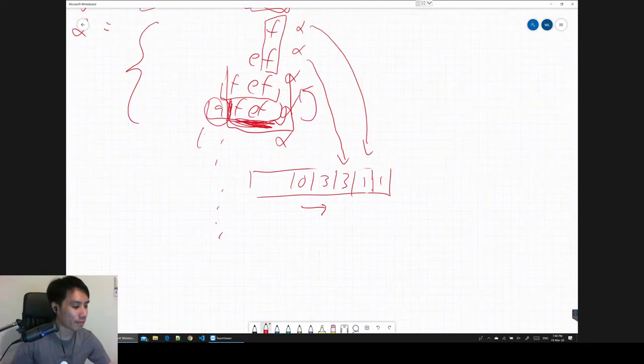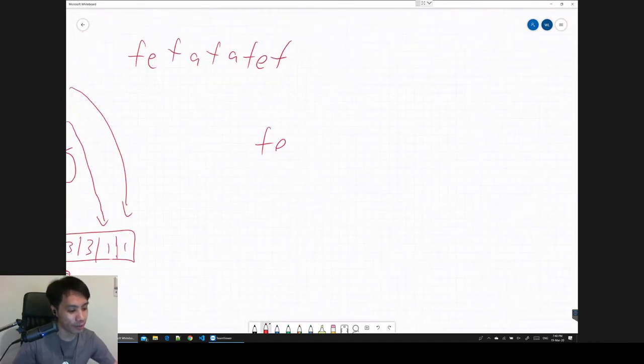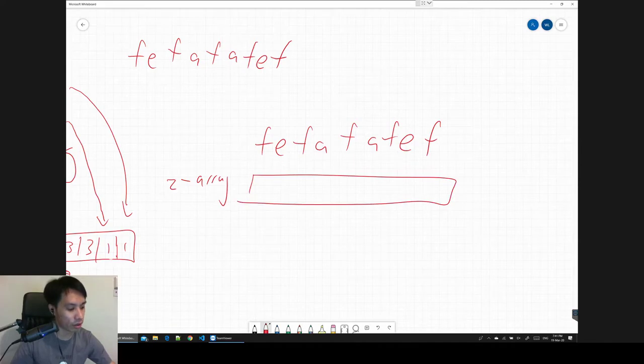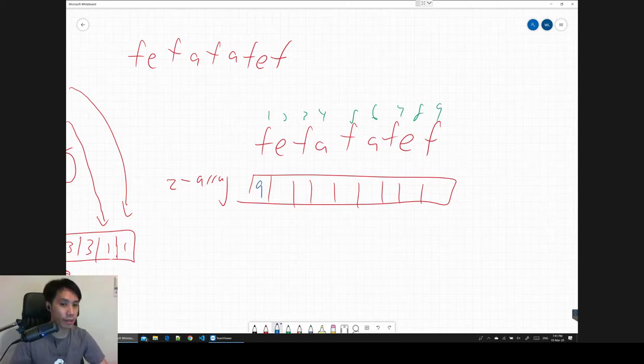Okay, so here is how you're going to answer it. F, E, F, A, F, A, F, E, F. I'm now going to build a Z array, so it's just like your normal Z algorithm. Okay, let me put a few numbers. 1, 2, 3, 4, 5, 6, 7, 8, 9. Here will be 9. The first Z array value is the same as the length. Here will be 0. Here will be 1 because F and F is the same. 0, 1, 0, 3, 0, 1. It's just your normal Z array algorithm.